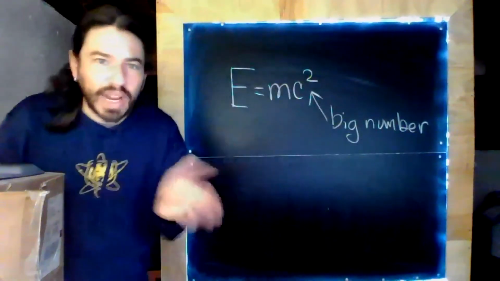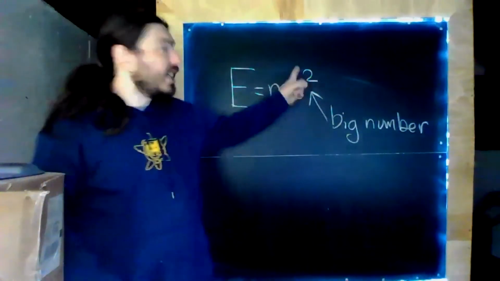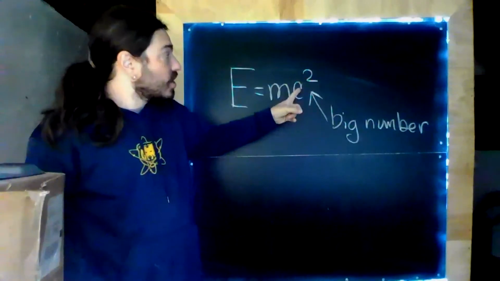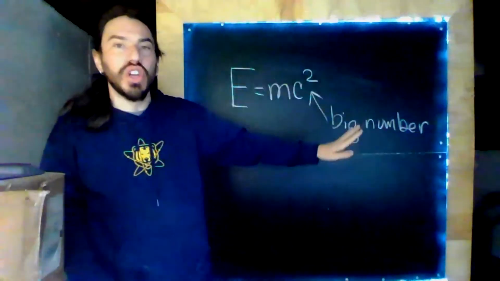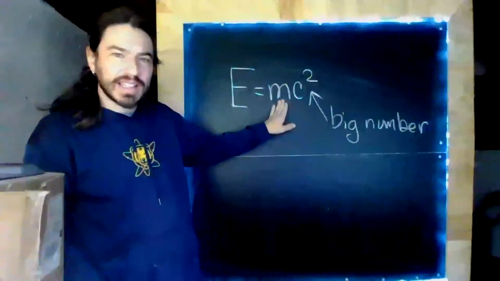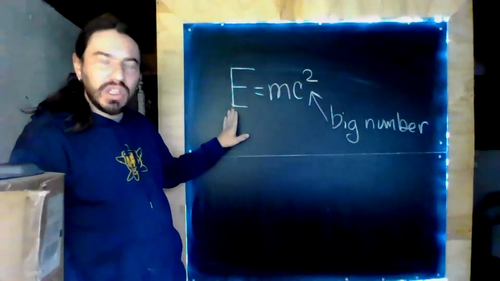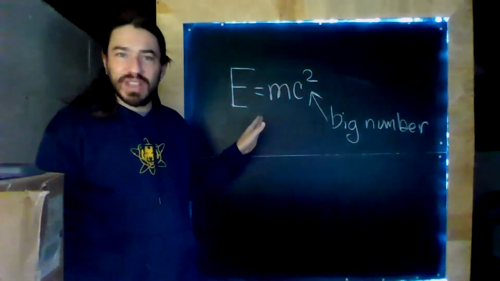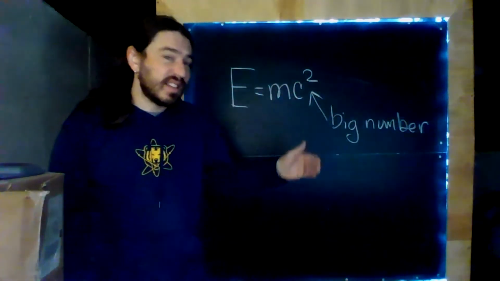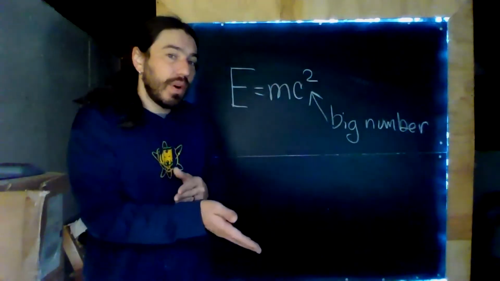What happens when you square a big number? You get a really big number, right? So c squared is an enormous number. It is the speed of light squared. It is huge, which means that a tiny bit of mass can be transformed into a huge amount of energy. We're going to save a complete discussion of this equation until the end of next semester, so we'll kick that down the road a bit.